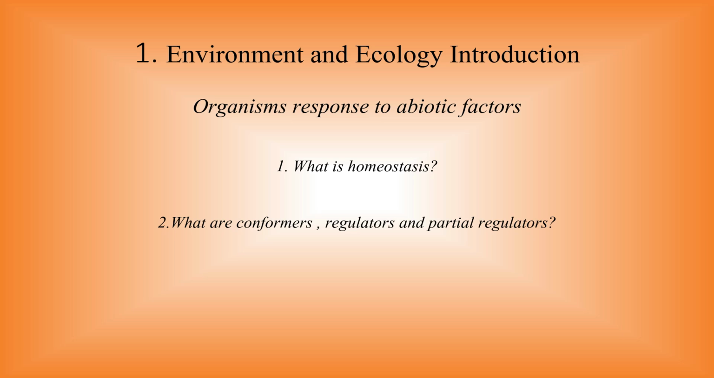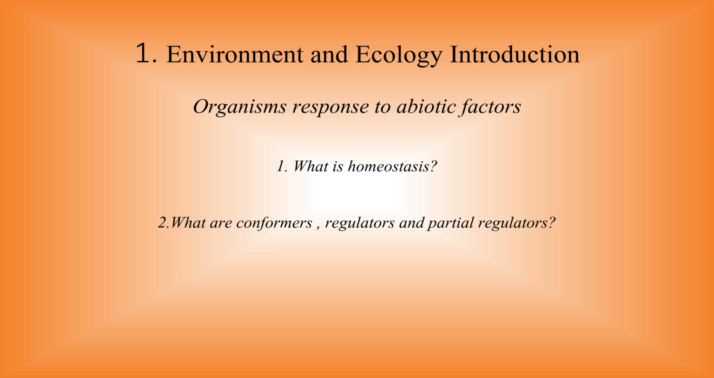What are conformers, regulators, and partial regulators? Homeostasis is the process of regulating the internal environment to maintain a stable, constant condition, typically in a living organism. There are two ways in which an organism can maintain a stable internal temperature: by regulating its internal temperature to best suit its needs, or by conforming its internal temperature to the external temperature. A regulator is also known as an endotherm. A regulator uses internal control mechanisms to maintain the optimum temperature needed for its body to function. Mammals and birds are examples of regulators.